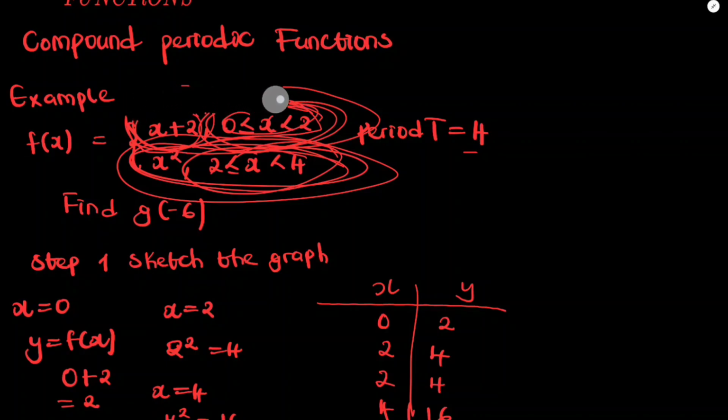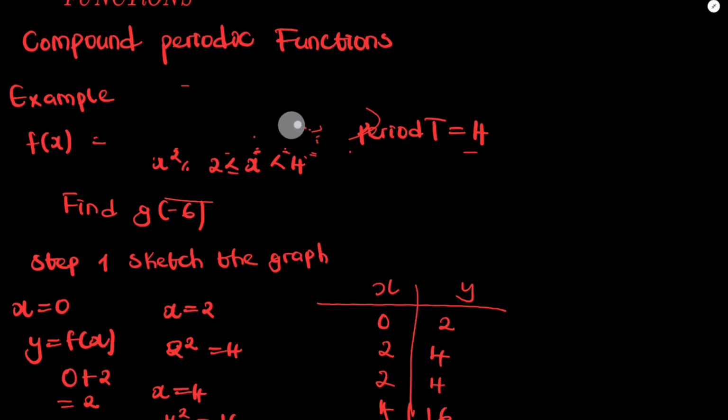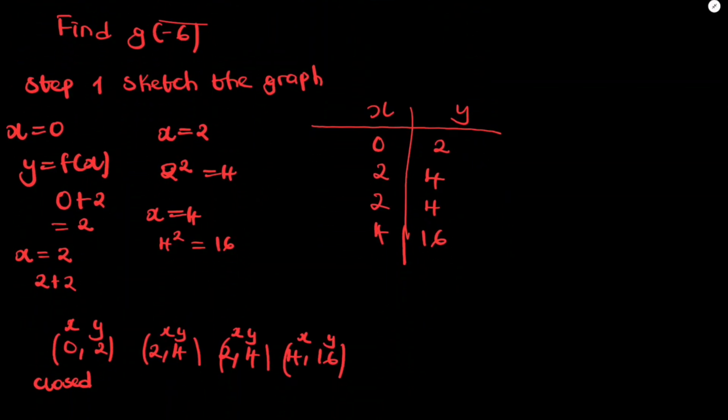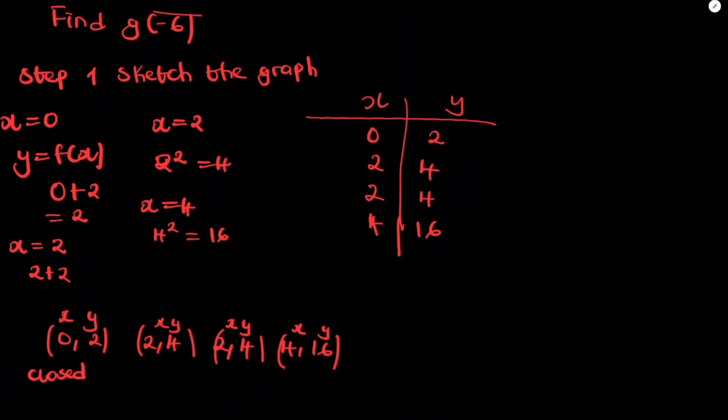Let me just wipe all this. Let me just write it back. Sorry. x plus 2 for 0 to 2 and x squared for this range. So as I was saying, 2 and 4, we derived it from this first interval, and as you can see, 4 is not in this first range. So from there we can conclude that it is open.